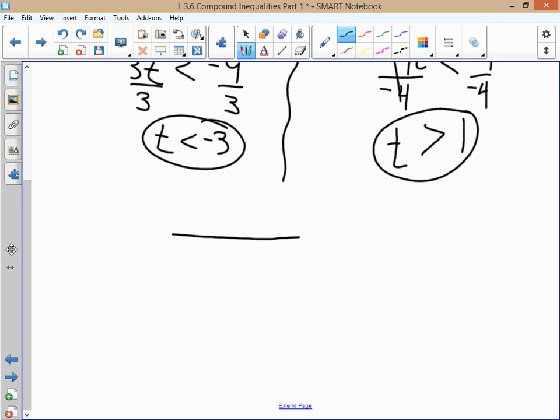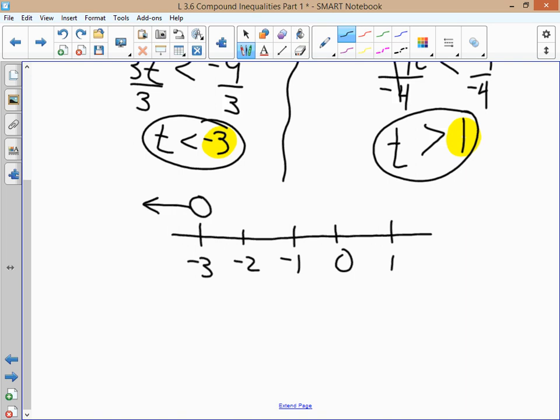So I graph it. The two numbers involved in this inequality are negative 3 and 1. So I'm going to start at negative 3, negative 2, negative 1, 0, 1. T is less than negative 3 is an open circle at negative 3 and an arrow to the left. That's all the numbers less than negative 3. T greater than 1 is an open circle at 1. All the numbers to the right. Those are all the numbers greater than 1. And that's it. That's an OR out the door.